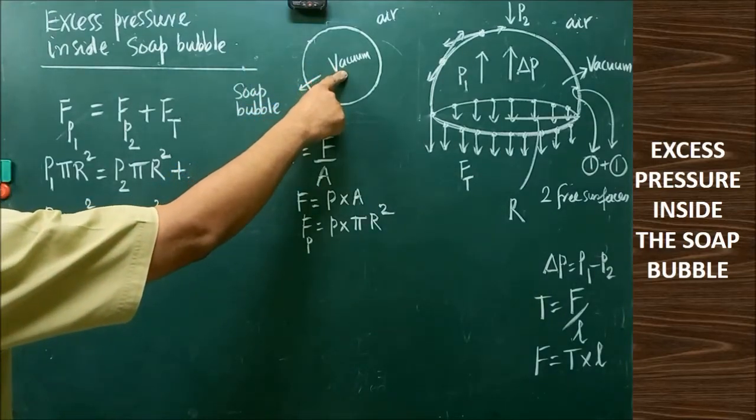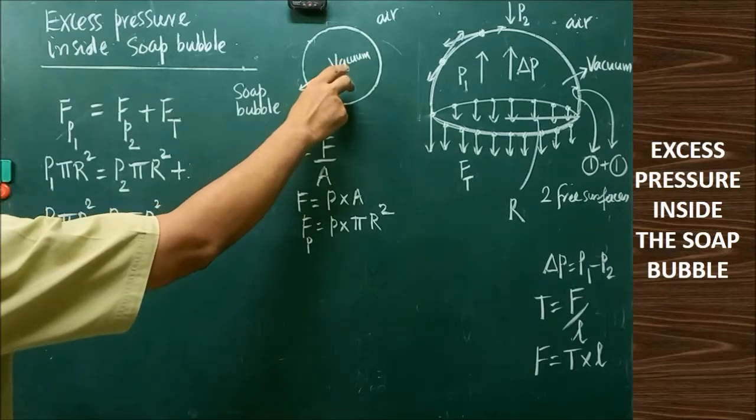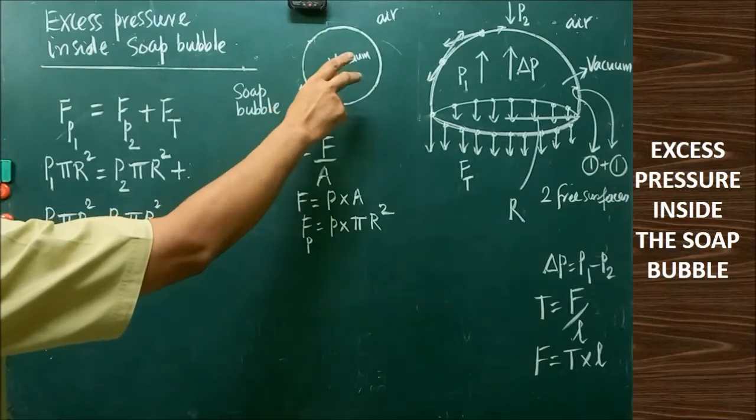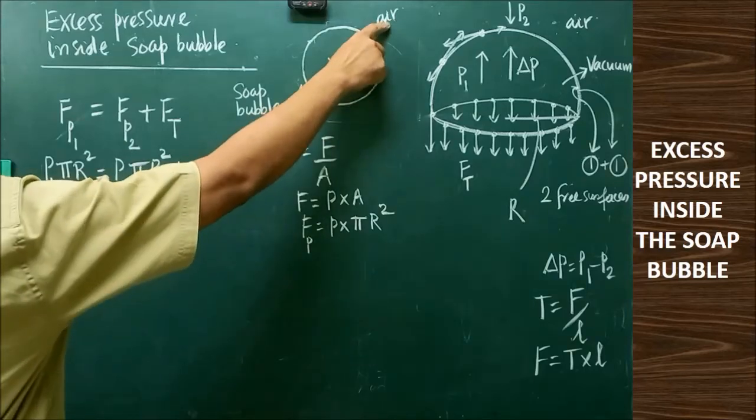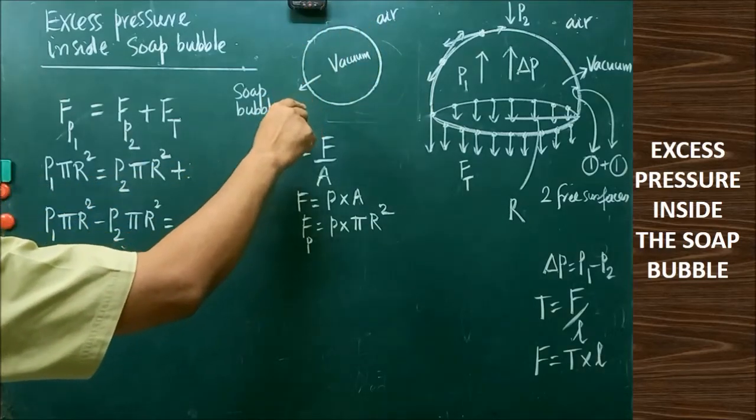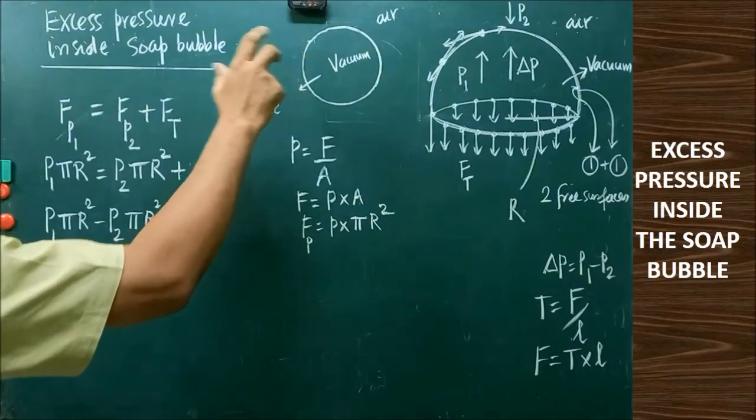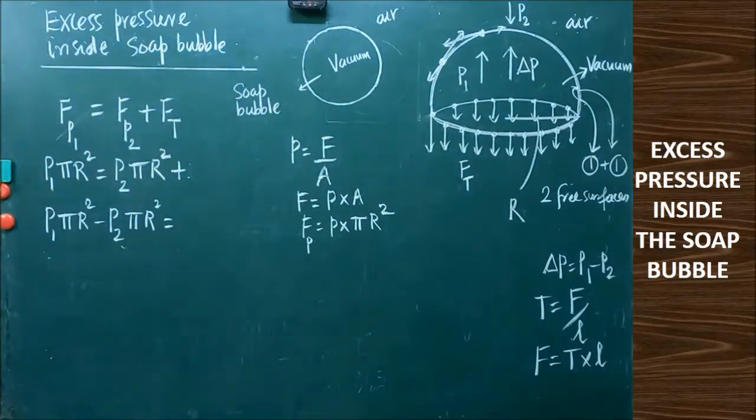Vacuum is there. Are you clear? No material medium, no liquid, even air won't be there. That region is vacuum. Outside the air bubble, air is there. Are you clear? So that is the nature of the structure of the soap bubble.